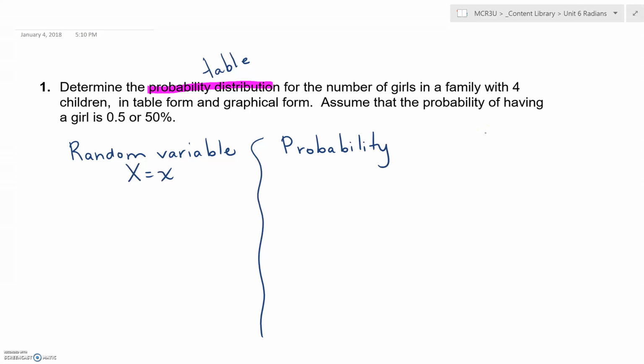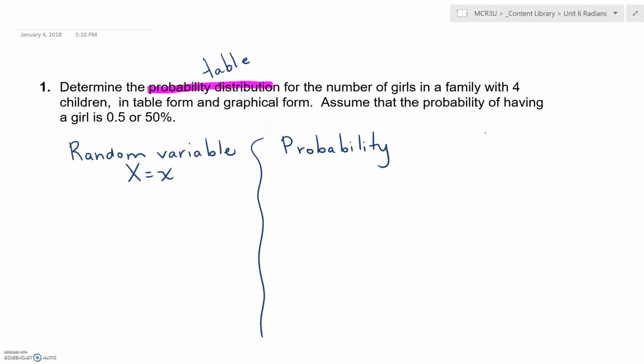Now, the reason that you can't just say the probability of having a girl is 50%, so the first child would be 50%, and then the second child would be 50%, and the third child would be 50%, and finally the last child would also be 50%, because you only have 1 out of 2 chances of getting a girl. The reason you can't just do that and multiply all values, because we're using the word and, is because you may have 0 girls, you may have 1 girl, you may have 2, you may have 3, or you may have 4. So the number of girls is your random variable.